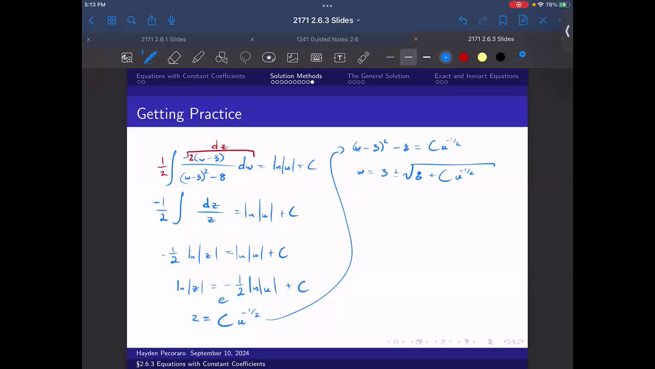And then the last thing is to remember that w is v over u, and v over u is y. Now h and k come back in. Minus k over x minus h equals 3 plus or minus the square root of 8 plus c times (x minus h) to the minus 1/2. And then you can solve that for y pretty easily.